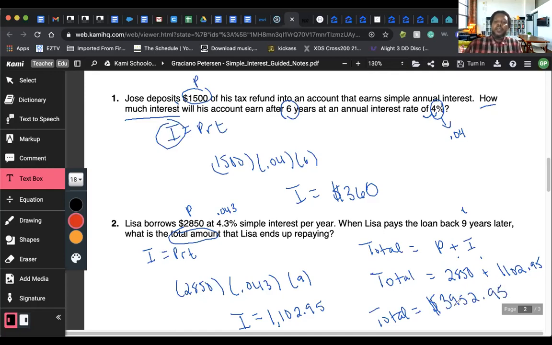Okay, so she pays $3,952.95 in total on that loan. Okay. That was an expensive loan. 9%? Real expensive. That was not a good idea, Lisa. She must have been desperate. Oh, 4.2%. I mean, yeah, no, not good, not great. Okay. Questions about that?